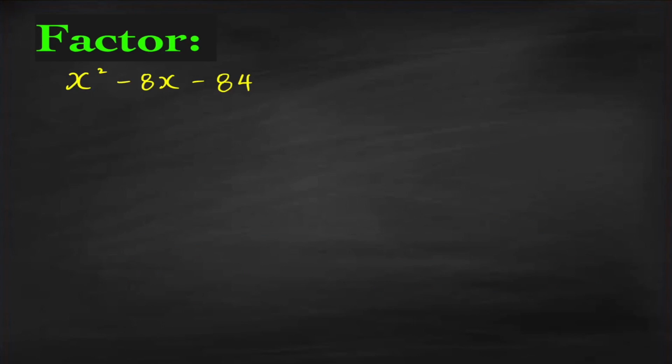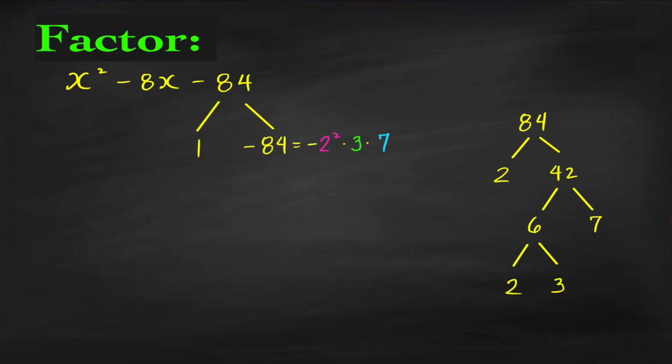Let's try one more problem. Let's factor x squared minus 8x minus 84. And let's find systematically the two integers whose product is negative 84 and whose sum is negative 8. So here the obvious factors of 84 are 1 and 84. But since the product is negative, one of them is negative. But since the sum is negative, the larger number is the one that is negative.